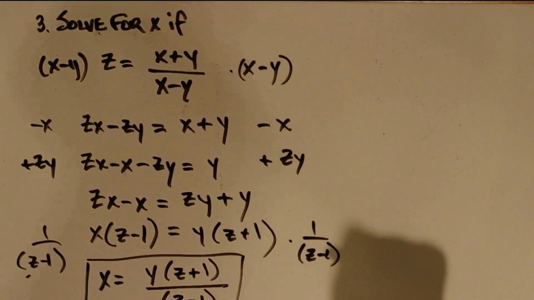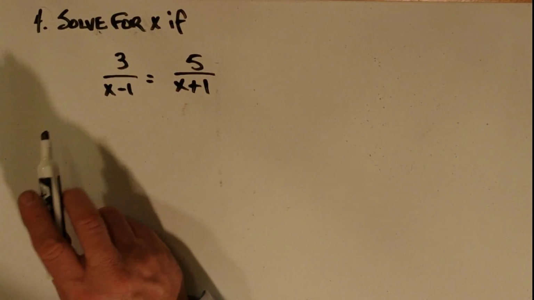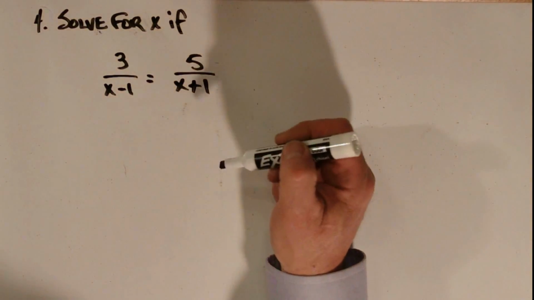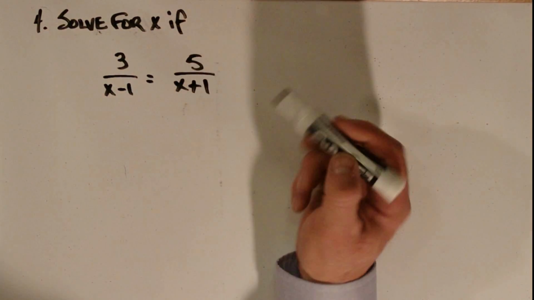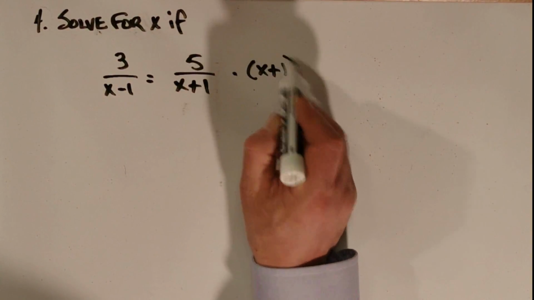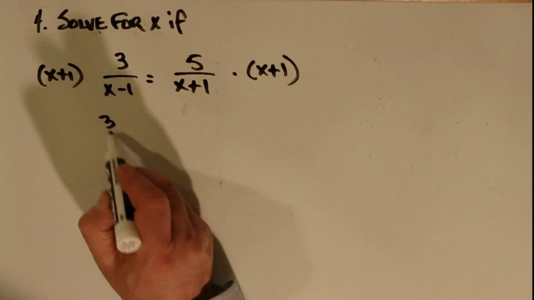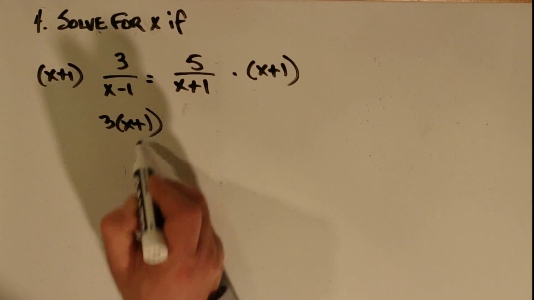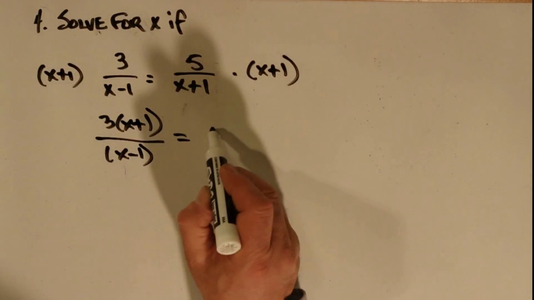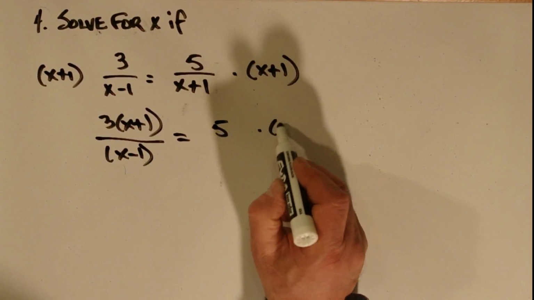The fourth problem in this set, solve for x if 3 divided by the quantity x minus 1 is equal to 5 divided by the quantity x plus 1. We want to get rid of the denominators on both sides. So first we multiply by x plus 1 to clear the denominator on the right-hand side. And we get 3 times the quantity x plus 1 divided by x minus 1 is equal to 5. And then if we multiply both sides by x minus 1, we'll clear the denominator on the left-hand side.